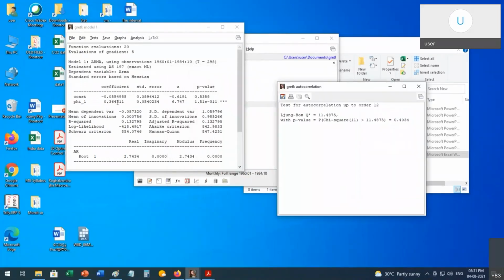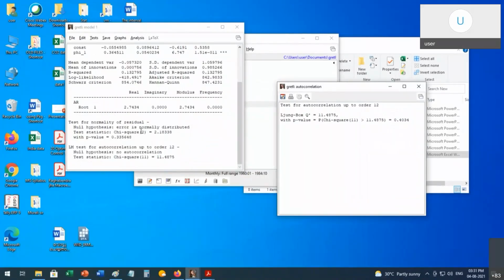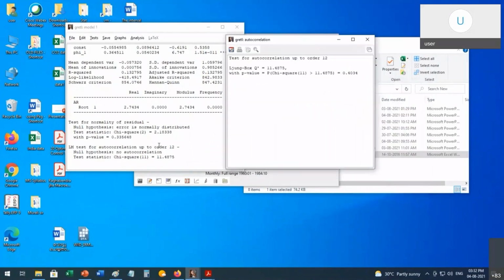I don't know whether this is reported here. The LM test also is reported here. Only the chi-square value is given here, 11.4875, not the p-value. So anyway, the chi-square value is sufficiently small, so the p-value will be large.